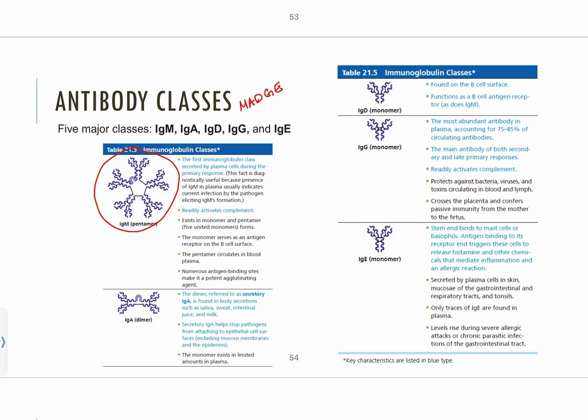IgG is going to be the most abundant that we have actually in our blood, and it's going to help provide long-term immunity. IgA is really just found in mucosal areas, so things like our respiratory tract and our gut. IgE is really involved just in allergic responses, and it's also going to help with defense against parasites. IgD, we really don't know a whole lot about it, so I don't really expect you to know a lot about it either.